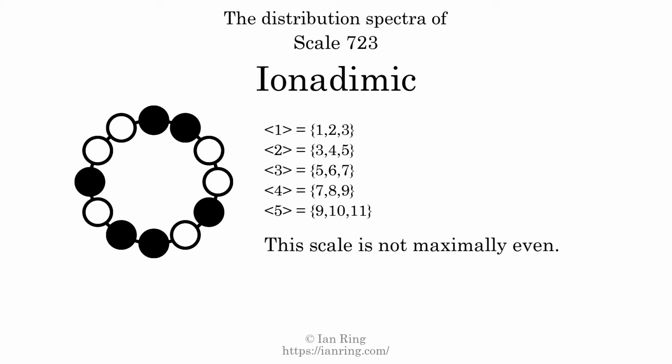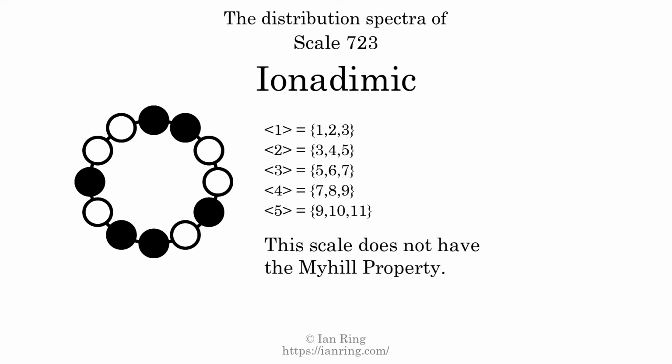The highest spectrum width is 2. Since this is greater than 1, we know that this scale is not maximally even. If every spectrum has exactly 2 specific intervals, we call that the Myhill property. This scale does not have the Myhill property.